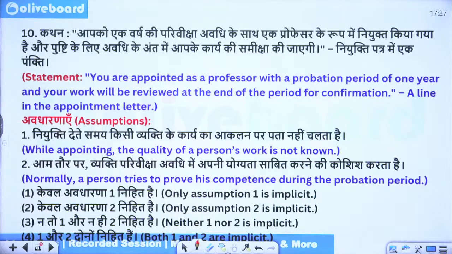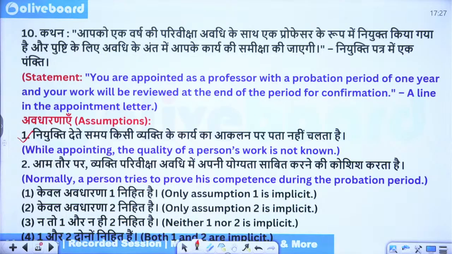You are appointed as a professor with a probation period of 1 year and your work will be reviewed at the end of the period for confirmation. A line is written in the appointment letter. So you are the person who has written this line. From that perspective, think. While appointing, the quality of a person's work is not known. Of course, that is why you are giving them a probation period. Because they may have their history presented in front of you in terms of their curriculum vitae, but that might still not be sufficient for you to understand the quality of work they can deliver. Hence the probation period is required.